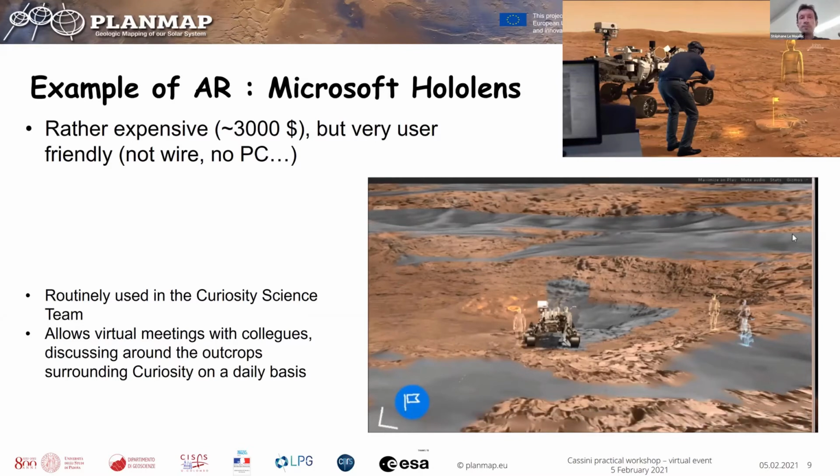If you want to go back to a specific site to analyze an outcrop, then you can do it with your headset. And it also has a social functionality. If you create a meeting room, then you can invite your colleagues. You see your colleagues in the form of avatars wandering in the environment, and you can discuss with them directly as if you were in the field. So it's a very nice application.